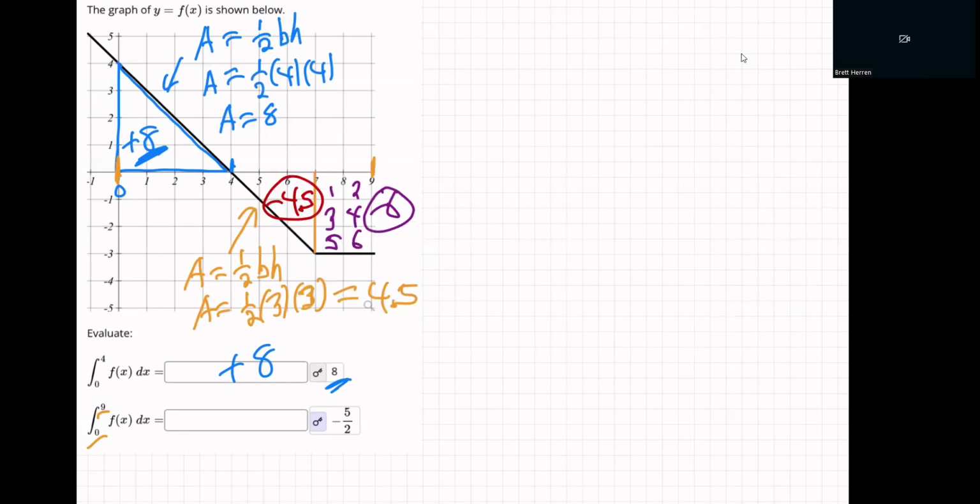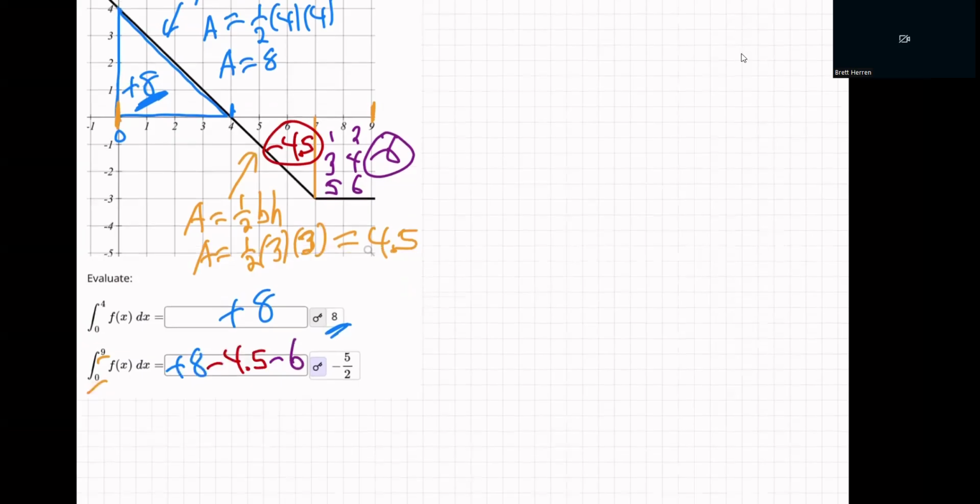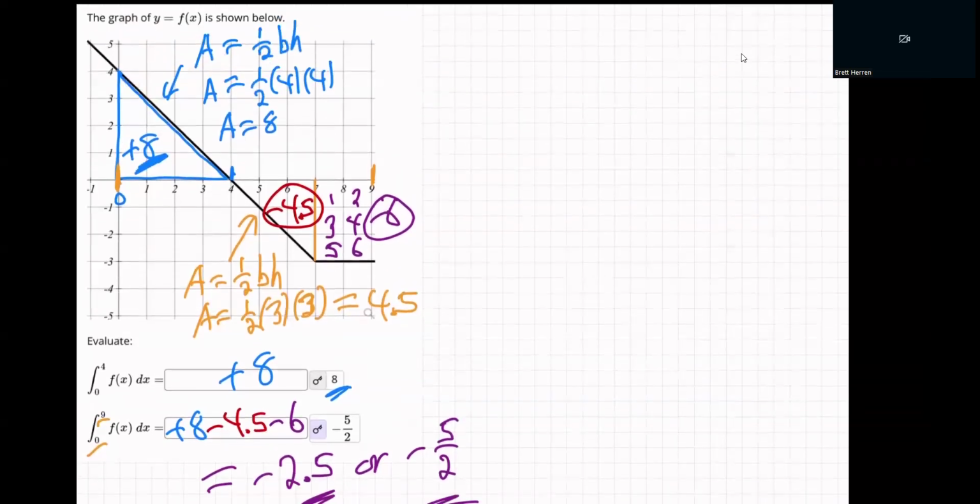All right, so then putting it all together, I'm going to go from 0 to 9, from 0 all the way to 9. We're going to have plus 8 minus 4.5 minus 6, like that. And so what is that going to be? It comes out to be minus 2.5. Or you can put it as a fraction, minus 5 halves. Either way, it's good. So there we go.